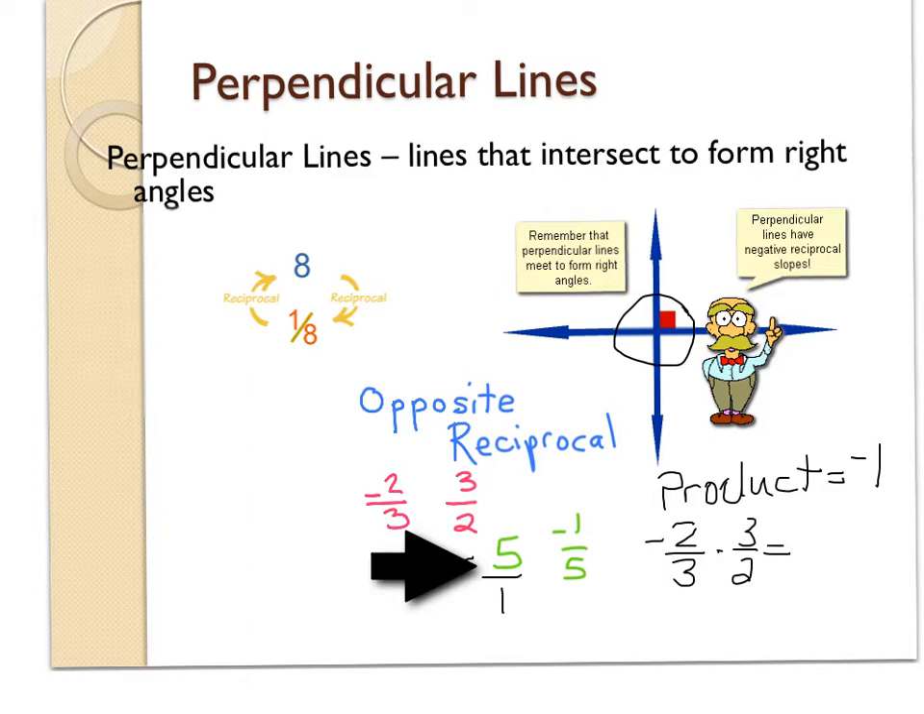Negative 2 times 3 gives me negative 6. Positive 3 times positive 2 gives me positive 6. Negative 6 divided by 6 equals negative 1. Those are negative reciprocals of each other, and when I multiply them together, I get negative 1. Those must be the slopes of perpendicular lines.